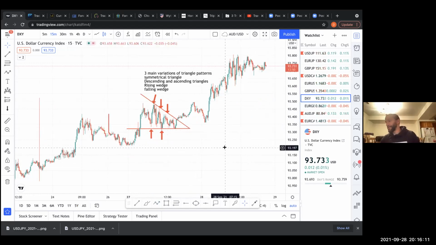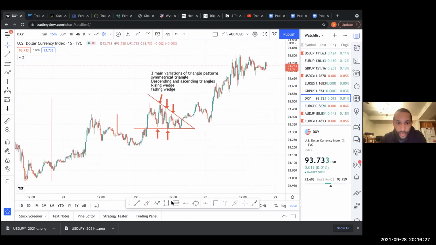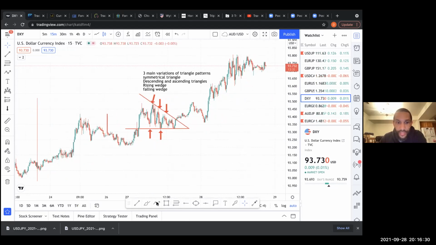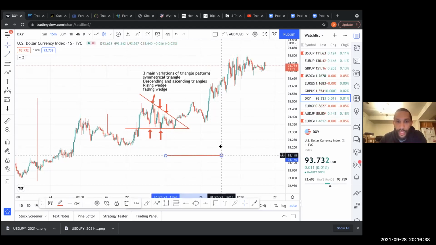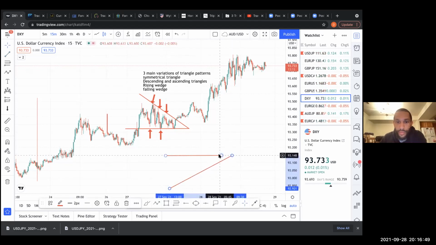So that's the descending one. And then we'll go to the ascending pattern. The ascending pattern is basically the same thing, kind of opposite. So what we'll do is now ascending, you're going to have a flat top. All right, you're going to have a flat top, and you're going to have an ascending bottom, which is coming up.